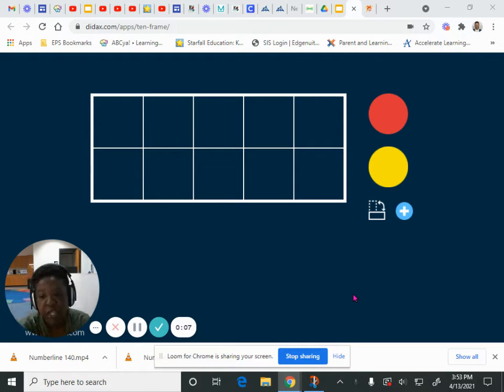And this week we are talking about place value. And today we are going to talk about double top draw. We're going to play a game called double top draw.